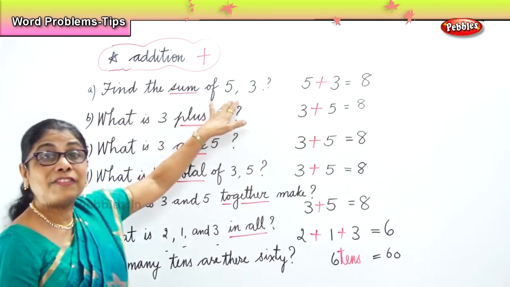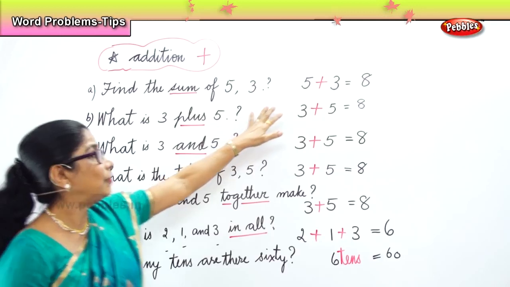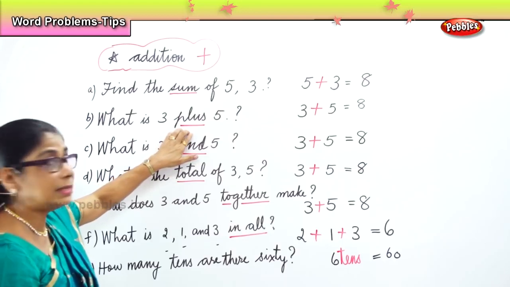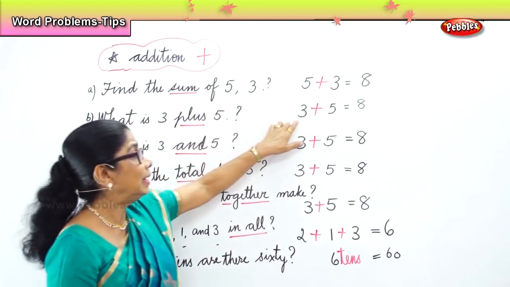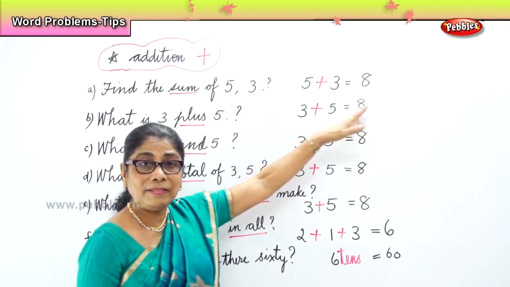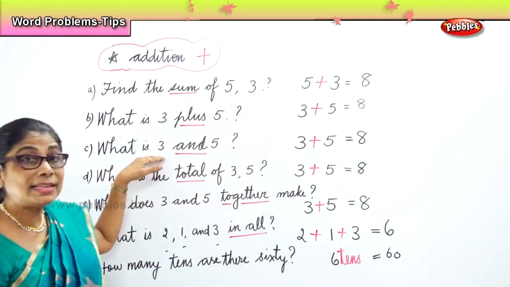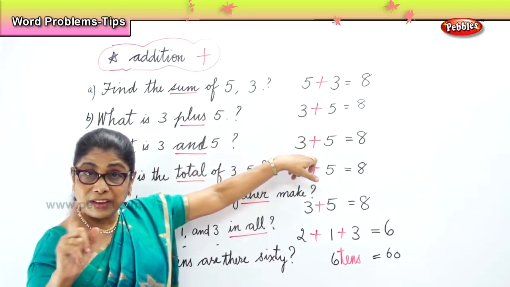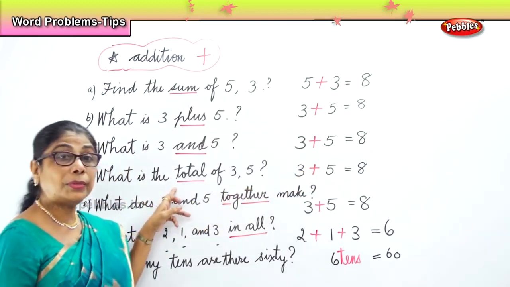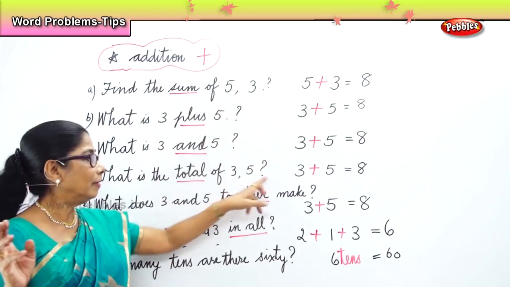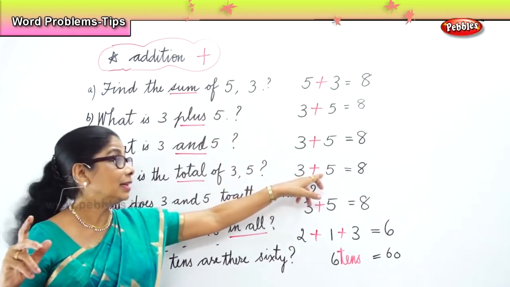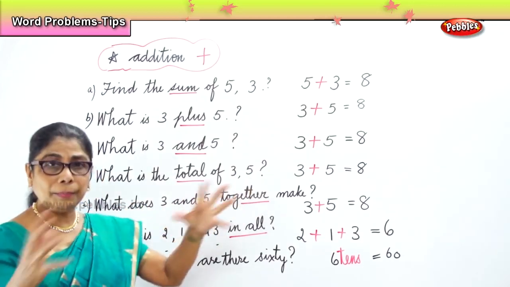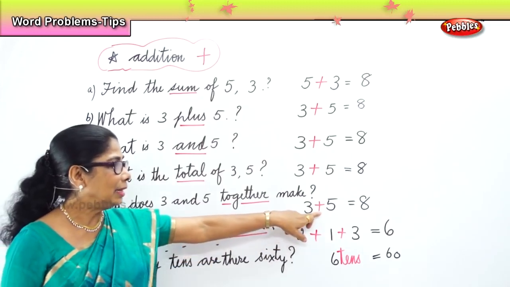Find the sum of 5 and 3. So 5 and 3 is 8. Sum means plus. What is 3 plus 5? 3 plus 5 is 8. What is 3 and 5? "And" means plus. 3 and 5 is 8. What is the total of 3 and 5? When it's the total of, you say plus. 3 and 5 is 8. What does 3 and 5 together make? Together means plus.